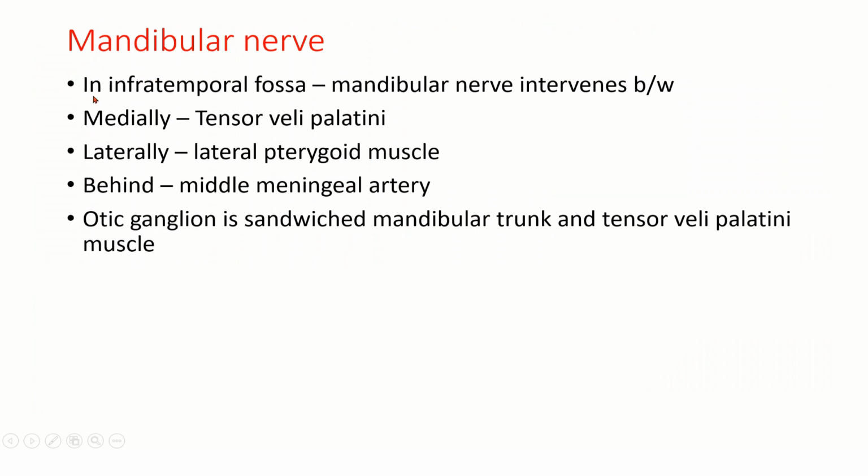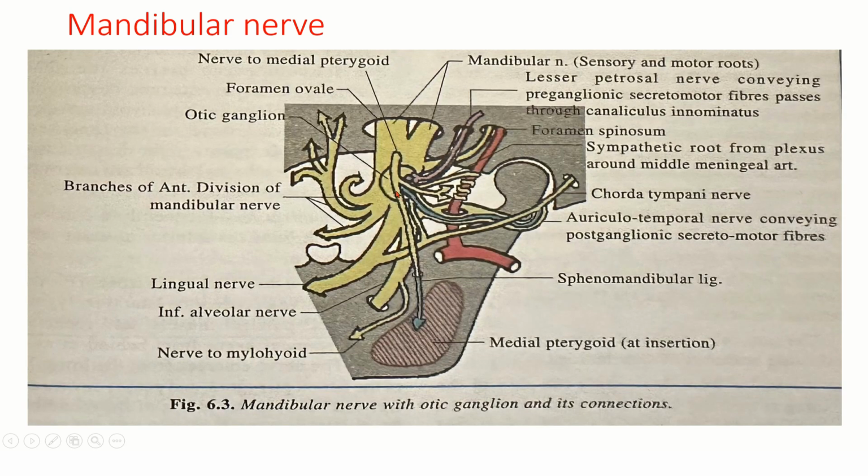So in infratemporal fossa, mandibular nerve intervenes between the following structures. So medially there will be tensor veli palatini, laterally there will be lateral pterygoid muscle, behind there will be middle meningeal artery. So most important structure related to the mandibular nerve trunk will be the otic ganglion. It is sandwiched between mandibular trunk and tensor veli palatini muscle. You can see here this is the otic ganglion.